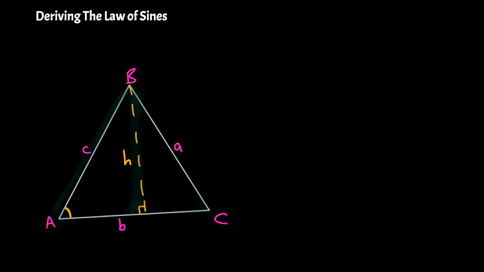For instance, we could take the sine of angle A, and that would be sine is opposite over hypotenuse. So don't get confused about the H, because H is not for hypotenuse, but we could say sine of A is H over C. And I could do the same thing for angle C. I could say that the sine of angle C is H over A.